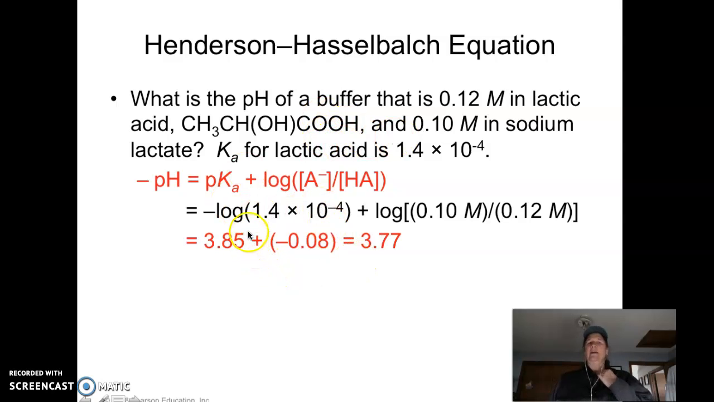So again, you take the log of the Ka, which is on that chart, but the pKa's are there also. That's where I get the 3.85. It's the log of this number. I take 0.1 divided by 0.12, take the log of that number. That's where you get this. And then you just subtract them. That's all you have to do.